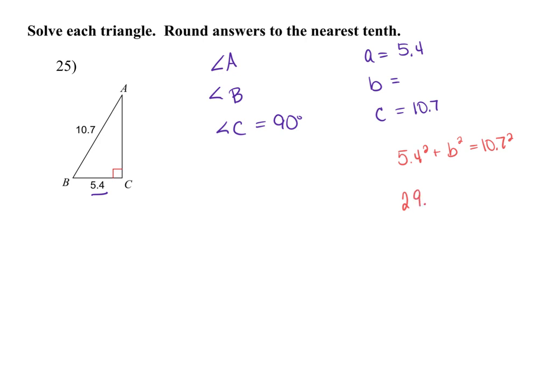You can round to the nearest 10th inside of it if you want to. You may get a little bit off when you do that, but that's okay. As long as you show me your work, you're fine. So solve back to get your b squared, and then we're going to take the square root.